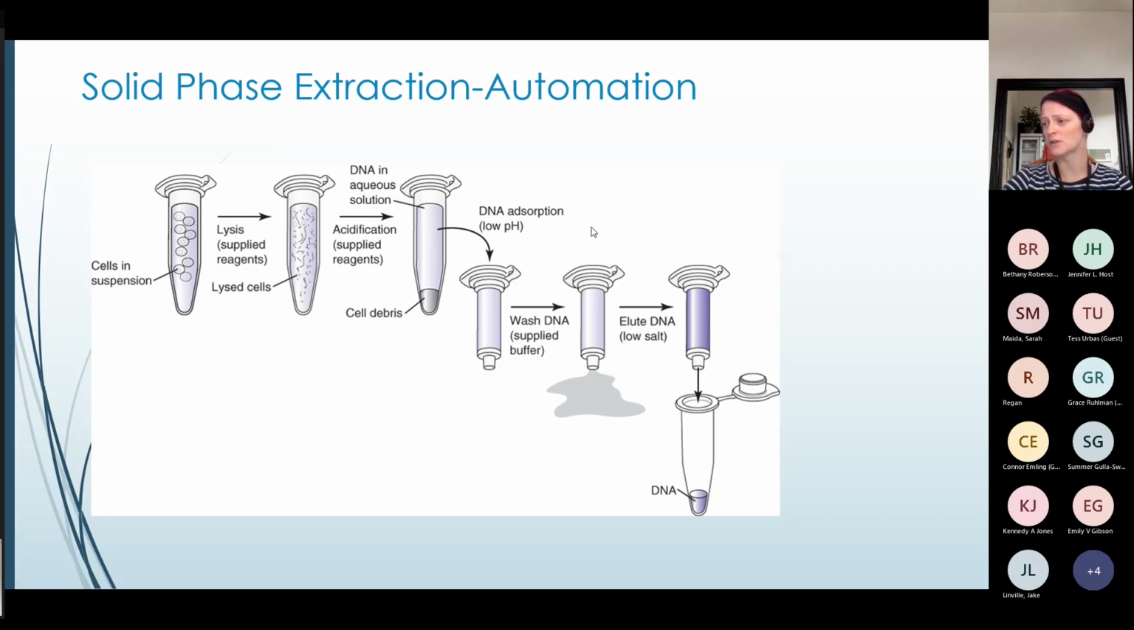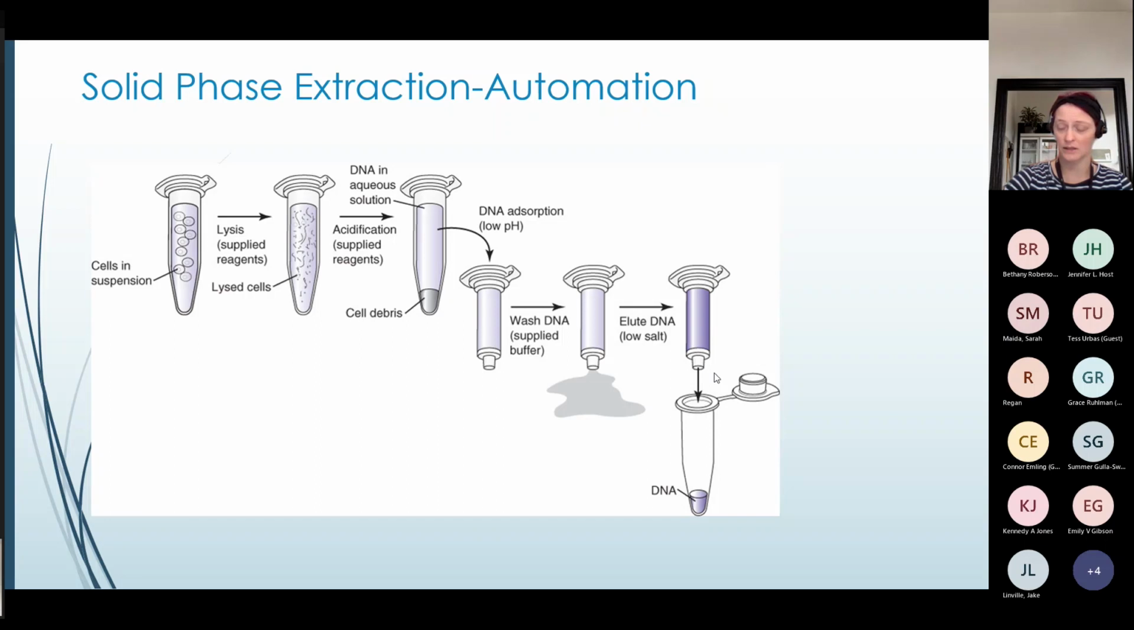So, a solid phase extraction using automation. You put your cells in suspension, you lyse them, so then you get the DNA in the aqueous solution using acidification. So you have acids, you spin it down to get the cell debris down there. You have a low pH, so you absorb the DNA, you wash it, and then you elute it. So your magnetic glass particles are stuck in here, and you elute it, and you're left with just your DNA.